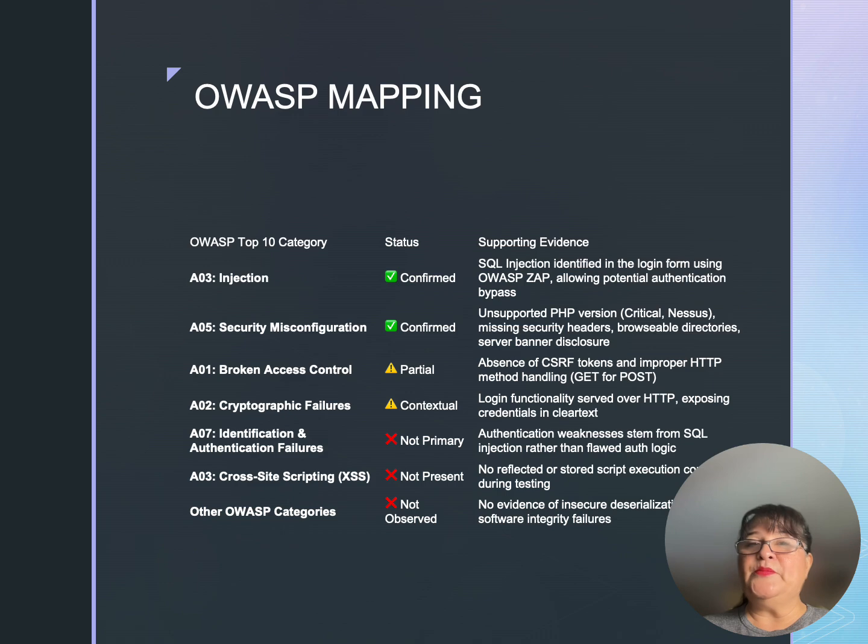The vulnerability assessment mapped multiple findings to the OWASP Top 10, with the most significant risks categorized under A05, security misconfiguration, and A03, injection. An unsupported PHP version served as a critical root vulnerability, enabling additional exploit paths such as SQL injection. Supporting weaknesses related to access control and cryptographic failures were also observed, while no evidence of cross-site scripting vulnerabilities was identified.